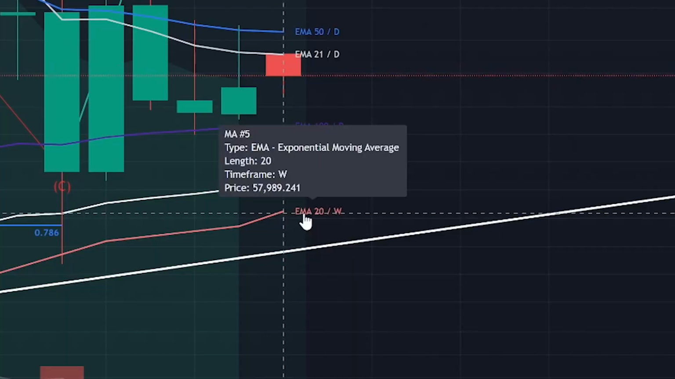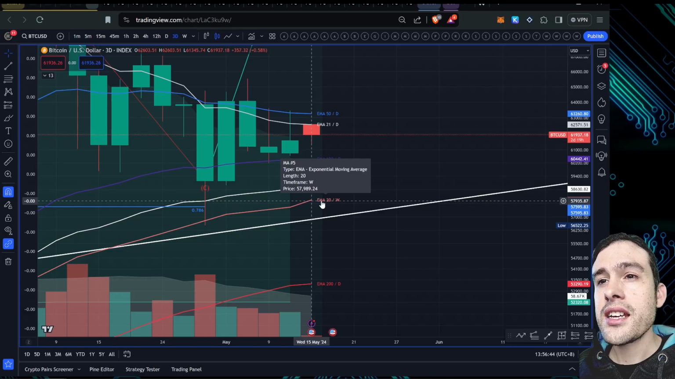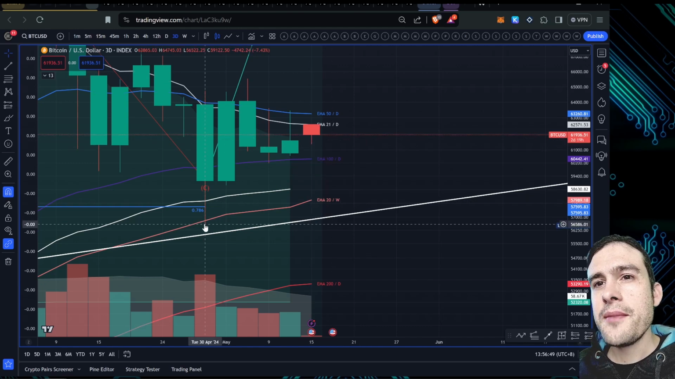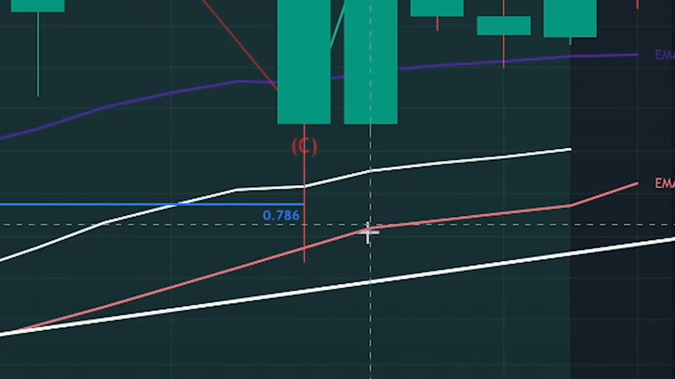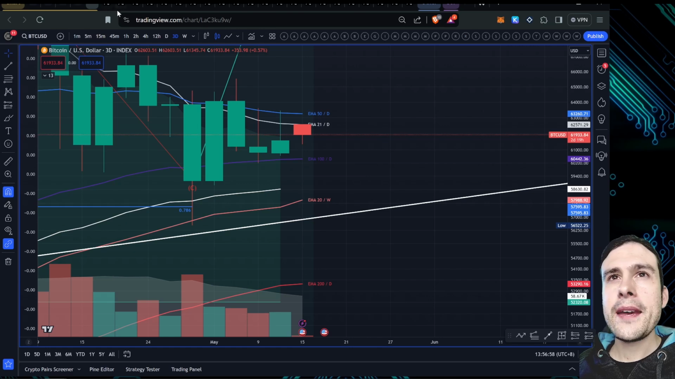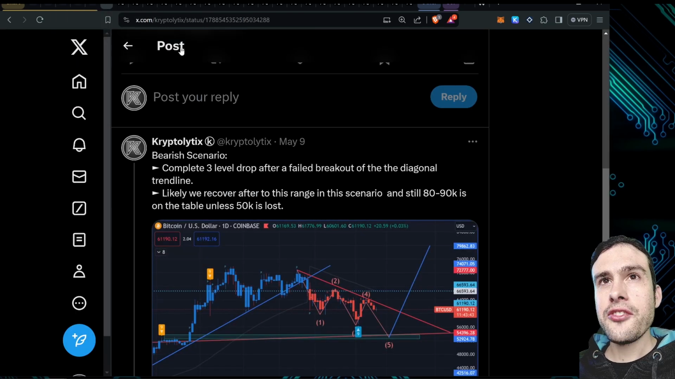And another decent support down here at 57.989, I guess, or 58K. And that is the 20-week moving average, which you can see last time we tested there, it wicked straight out of there. And also the 786 on the high time frame as well. But yep, that's it, I think, for the charting of Bitcoin for now.